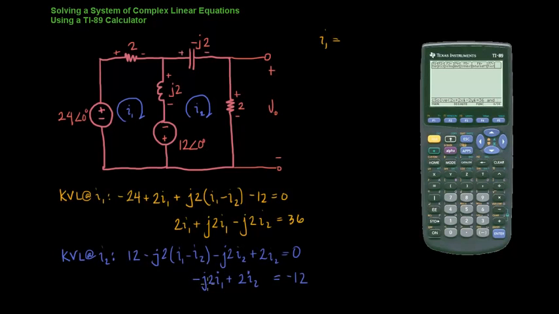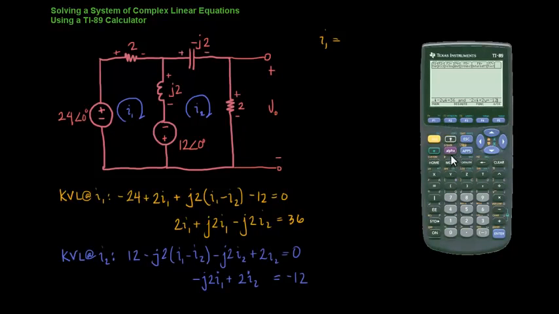Don't forget, when you're assigning a negative sign to a value, don't use the minus sign. Use the negative sign. So it's negative 2x i plus 2y is equal to negative 12. Okay? So now I've defined the two equations.